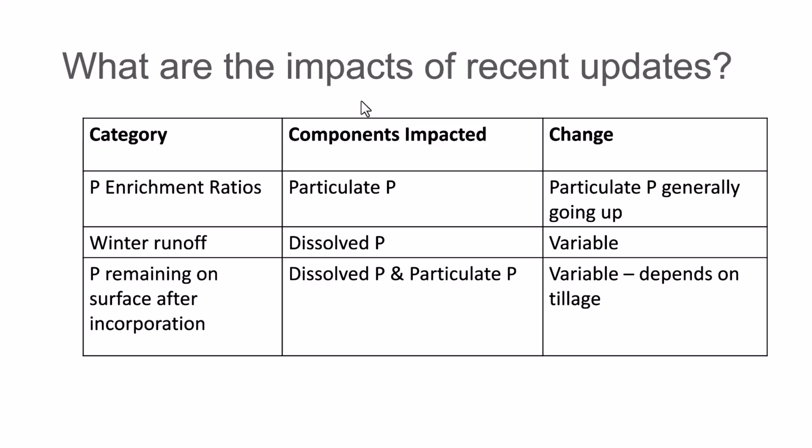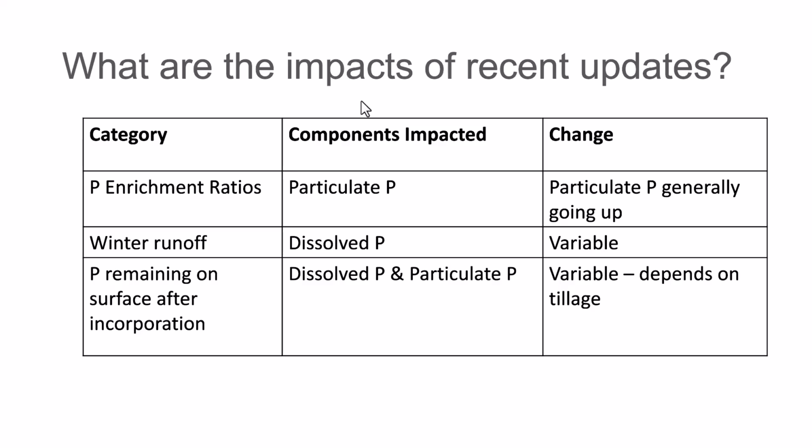So I want to sum up some of the recent updates that I've just talked about. Early on, I described phosphorus enrichment ratios for clay, sand, and silt, and that's an important part of how we calculate particulate P. Now, with the changes that I described, what is the impact on your phosphorus index results? For these P enrichment ratios, in general, the updates mean that the particulate P fraction is generally going up because the clay and silt enrichment have increased based on data from Wisconsin soils that we've collected.